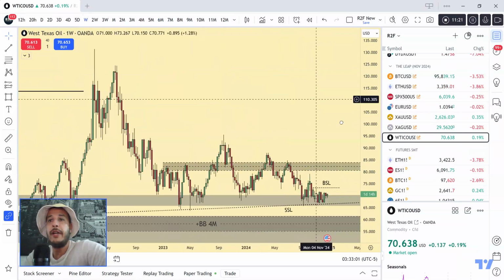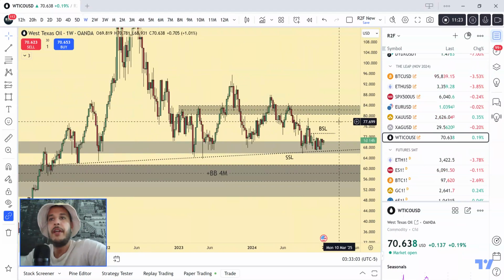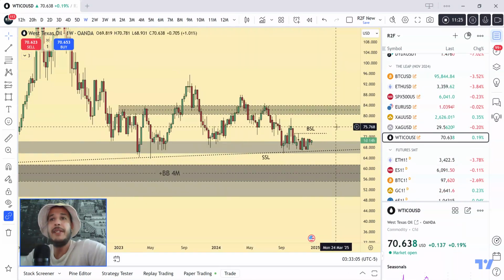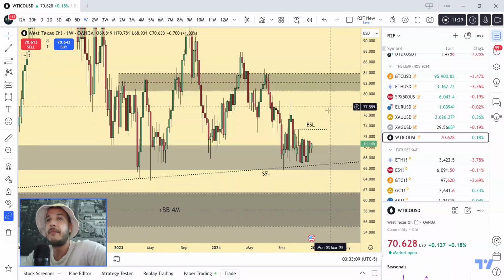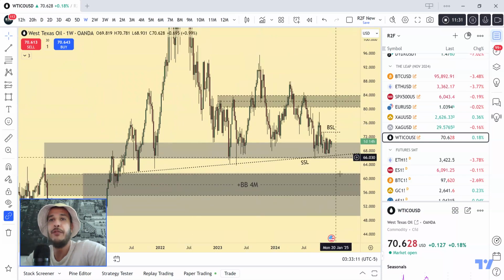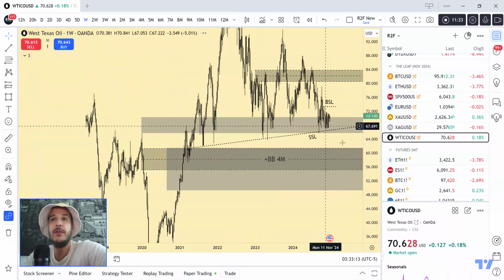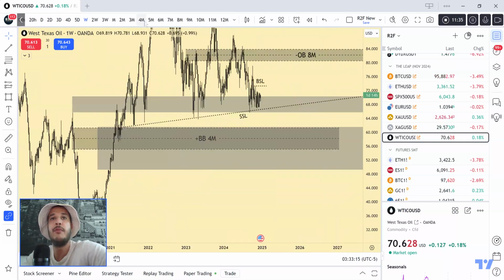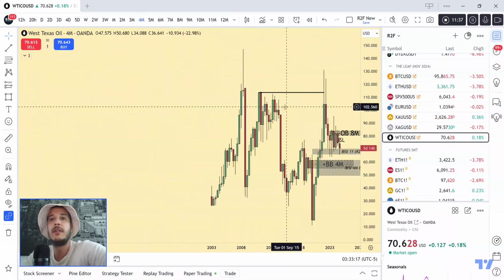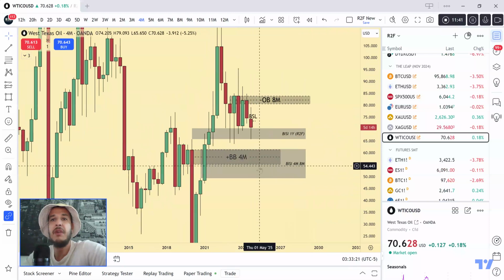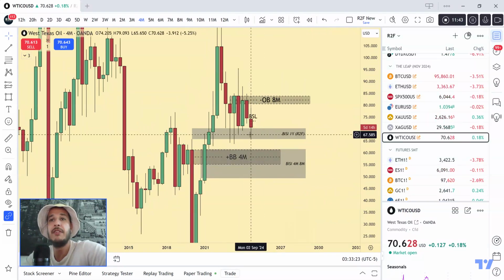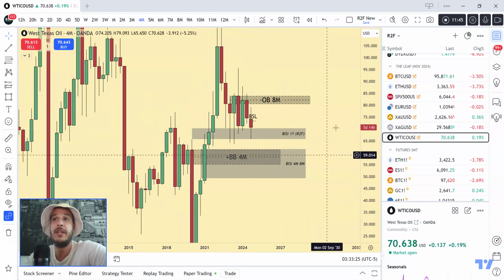oil. Okay, sorry, raised my voice there. So that's one possibility. There's nothing clean in terms of a POI here, unfortunately, but I do feel we want to come down here. And if we do come down there into this 4-month gap, we should see a bit of a bounce. See what PD arrays we make on the way there.